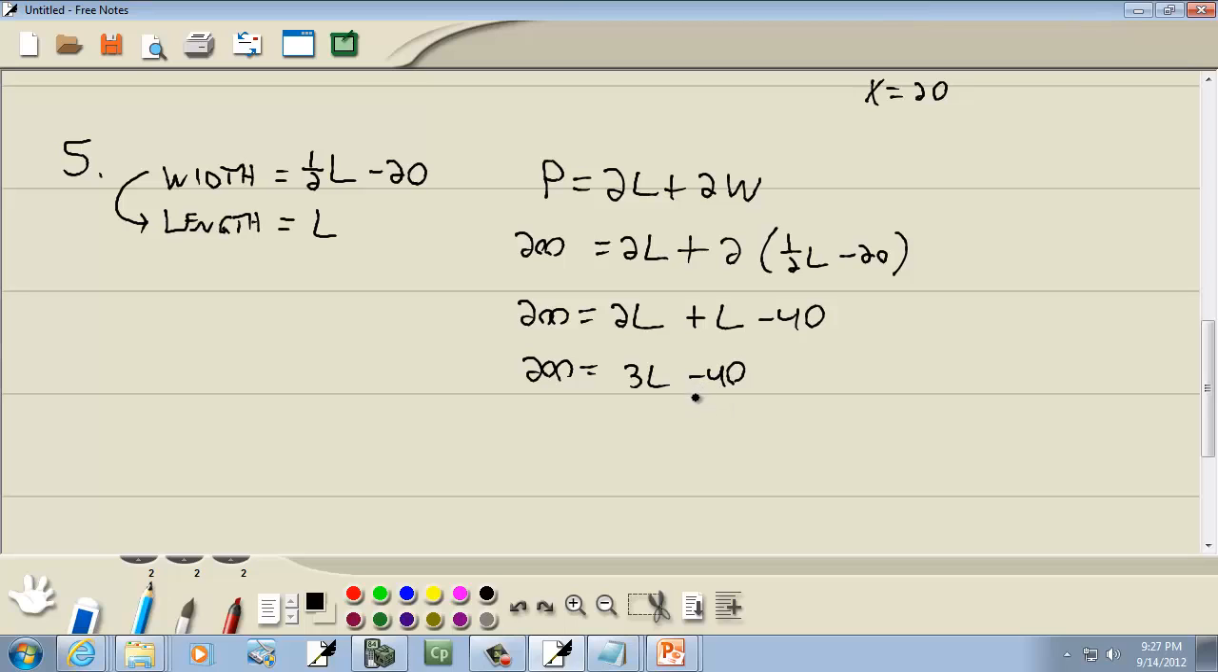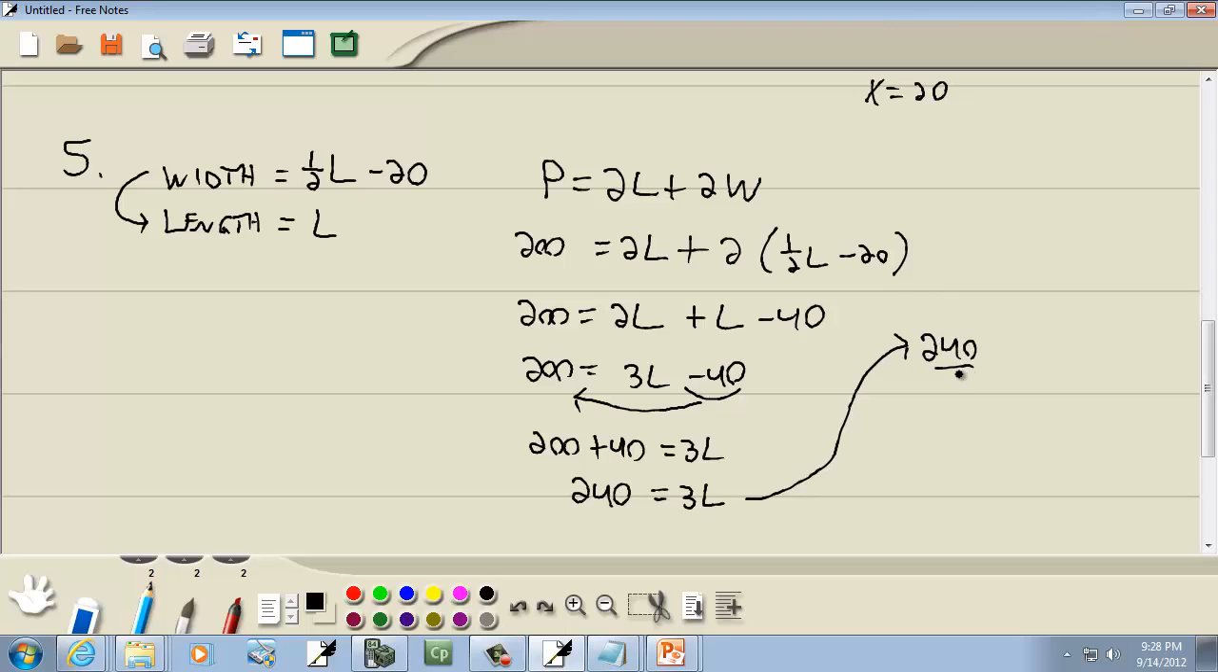Get everything with an L on one side, numbers on the other side. So I'll take the negative 40 over the left side. And it becomes a positive 40. Remember, when you take anything across your equals, your sign changes. Add numbers at any step. 200 plus 40 is 240. And then divide both sides by the number in front of your L, which is 3. And we get L is equal to 80. Those 3's are canceling. Okay, so length is 80.